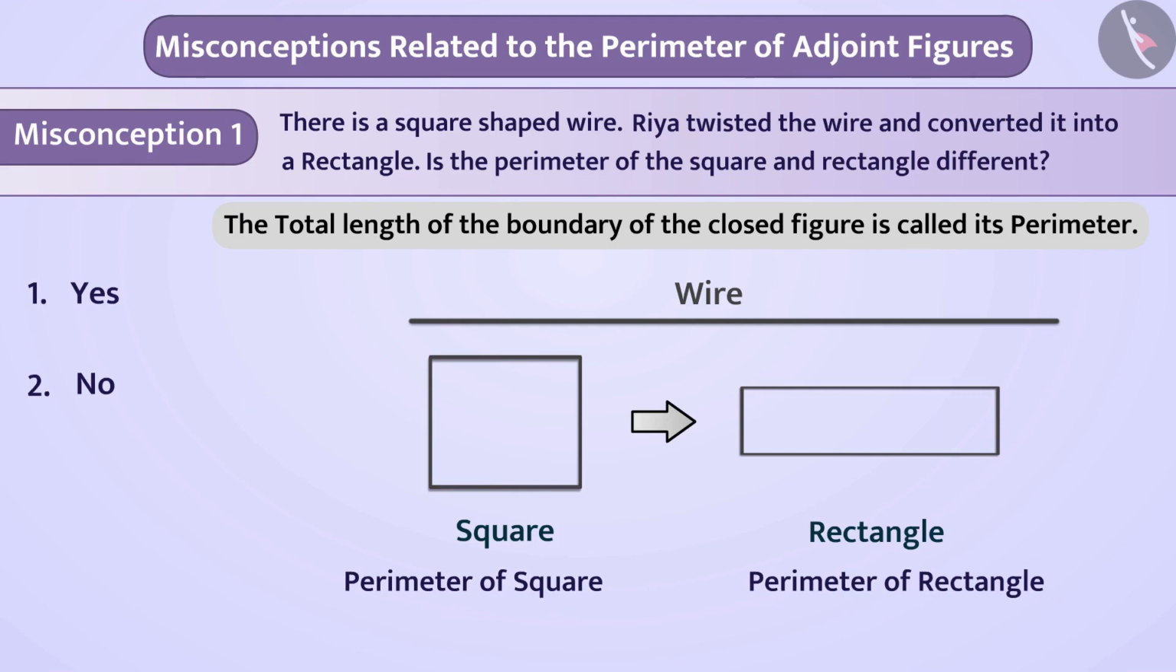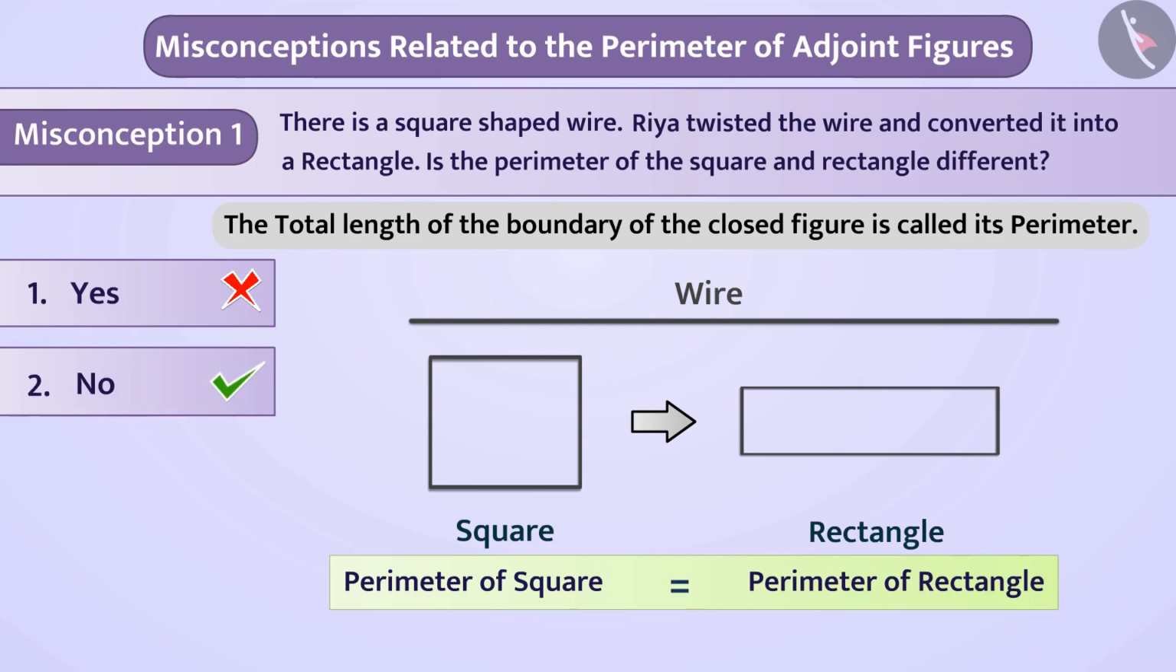Some students think that if the shape of the wire is changing, the perimeter will also change. Here, since the shape of the square has been converted to the shape of the rectangle, they think that the perimeter of square and the rectangle will be different. So, they give the answer as option 1, which is a misconception. Here, the shape of the wire is changing, but there is no change in the length of the wire. Therefore, the perimeter of both rectangle and square will be the same. That is, option 2 is the correct answer.